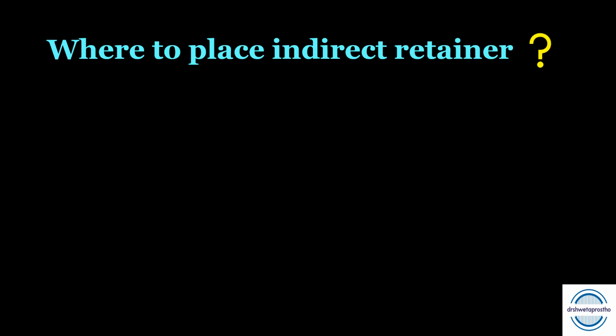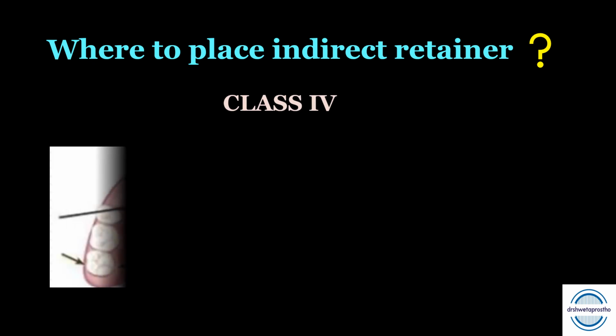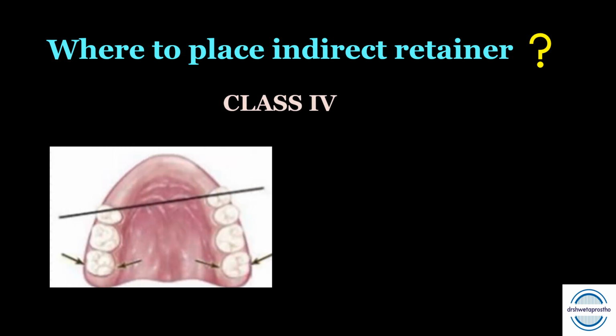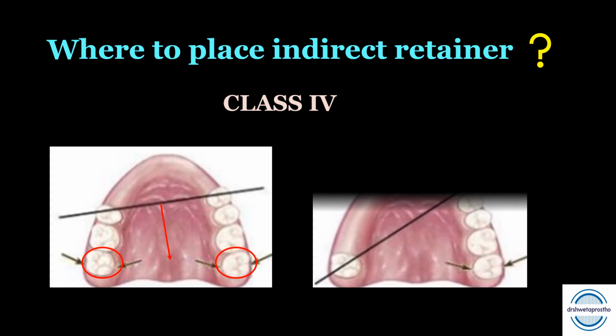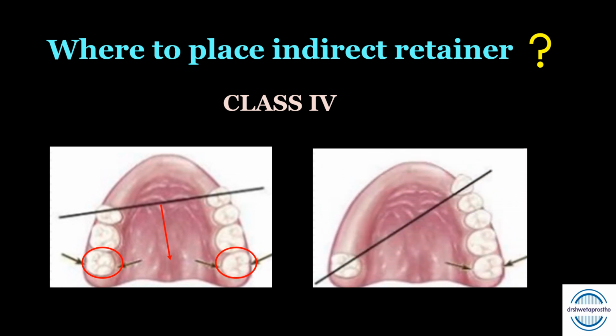Now, the placement of indirect retainers in class 4 long span cases. In this, the fulcrum line passes from the rest nearest to the saddle area or the edentulous area. So the indirect retainers will be placed away from the fulcrum line, that is posteriorly. Two rests bilaterally on the molars will be placed if the fulcrum line is horizontal, or a single rest posteriorly will provide indirect retention if the fulcrum line is diagonal.